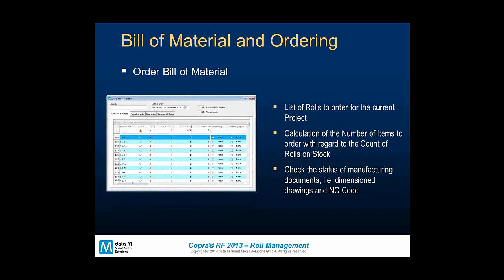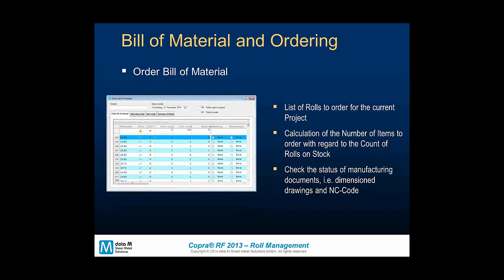Again, with regard to the bill of materials, we can generate a list of rolls to order for the current project. So this is the ones whereby we can't use stock information. And you can calculate the number of items to order with regards to the count of rolls on stock. So for example, if we have so many in use in a particular job elsewhere in the organisation, the factory, we can then calculate if we need additional or new rolls to meet stock requirements.